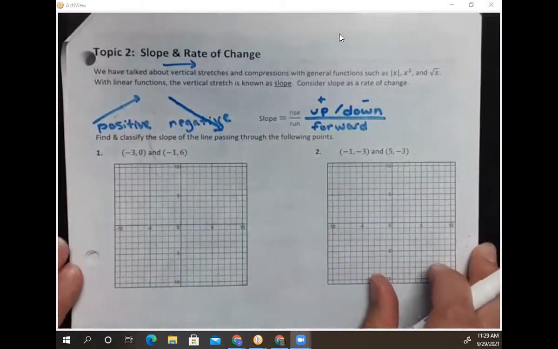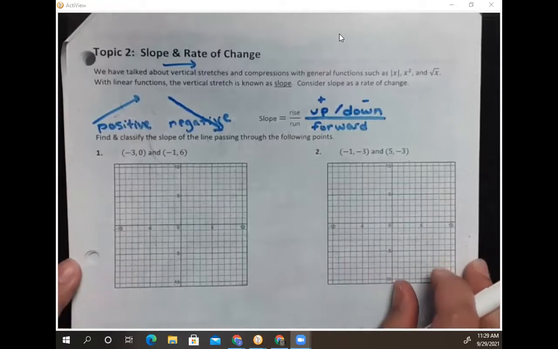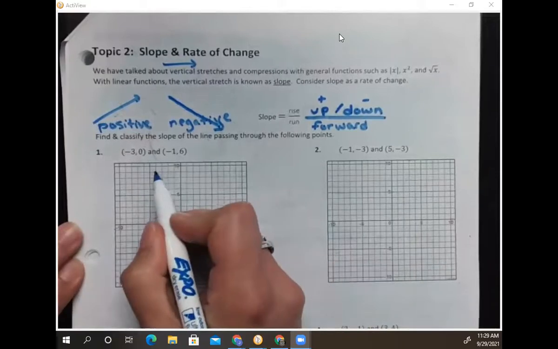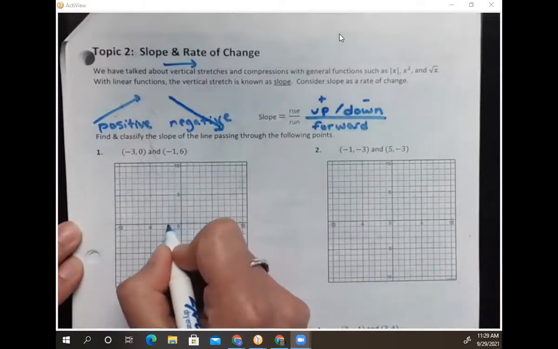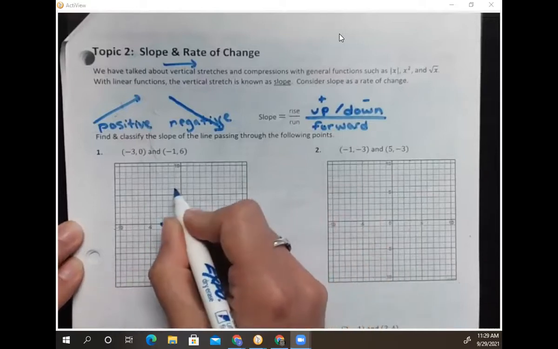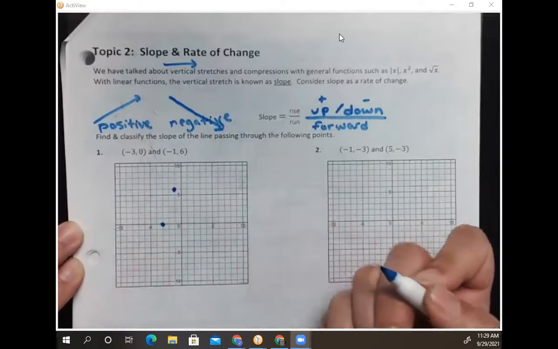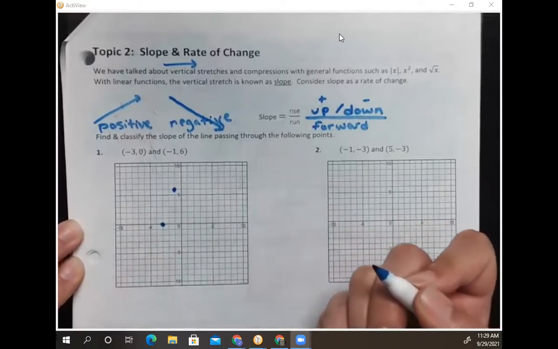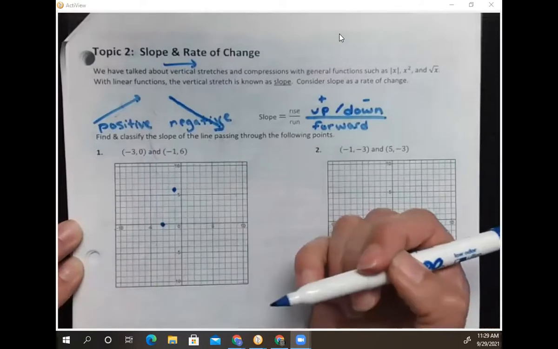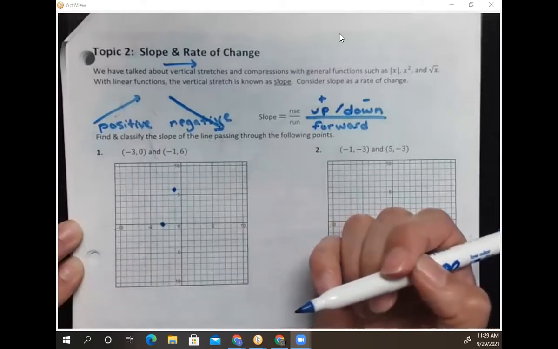So we're going to start by looking at points on a graph. We're given some points here for every problem on page 91. We're going to plot those and then look at the slope between those 2 points. So for number 1, I've got -3, 0. So 1, 2, 3, -3, 0. And then I've got -1, 6. So I'm going to find the slope between those 2 points. Remember, as I'm looking to find slope, I'm always reading from left to right. How do I go from the left point to the right point? Always left to right.